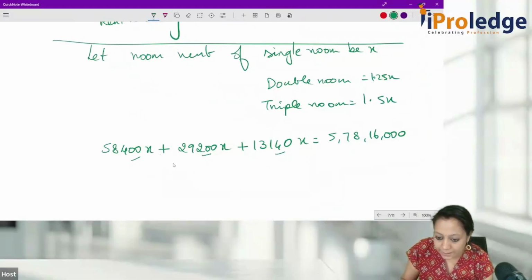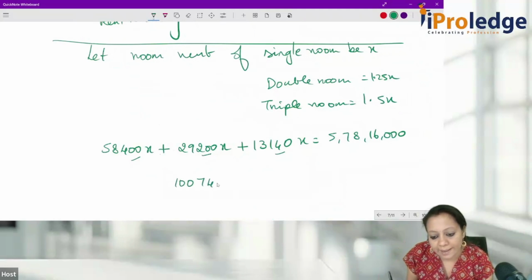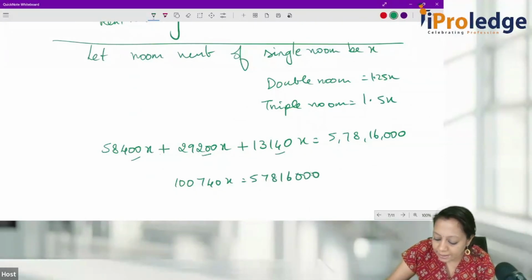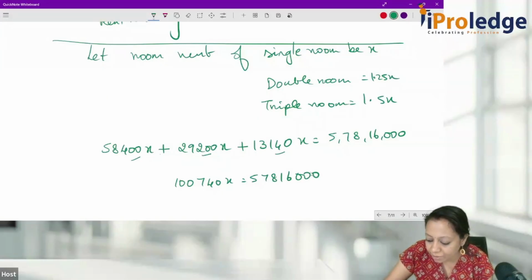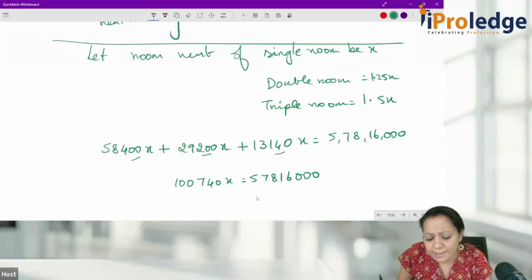58,400 plus 29,200 plus 13,140 is 1 lakh 740. X is equal to 5 crore 78 lakh 16,000 divided by 1 lakh 740, which is equal to 573.9. Yes, ma'am. X is equal to 573.91.